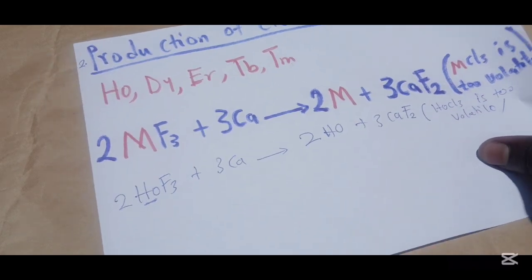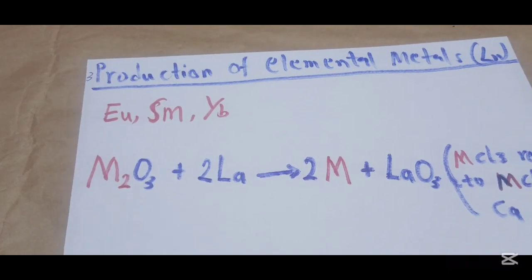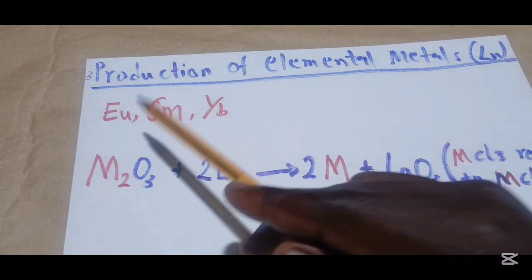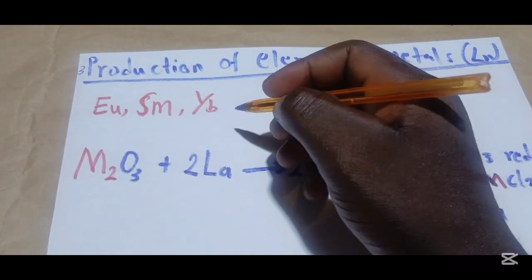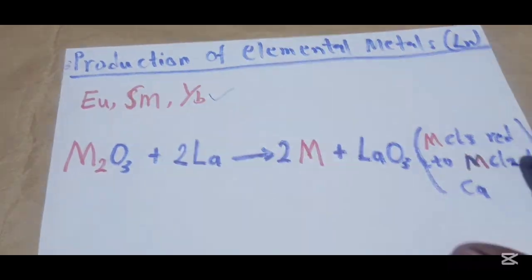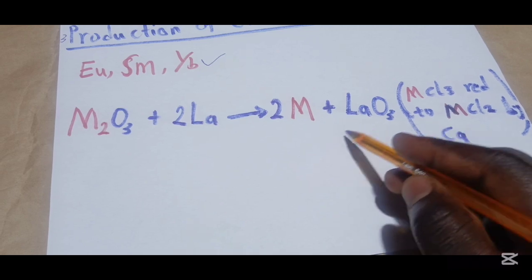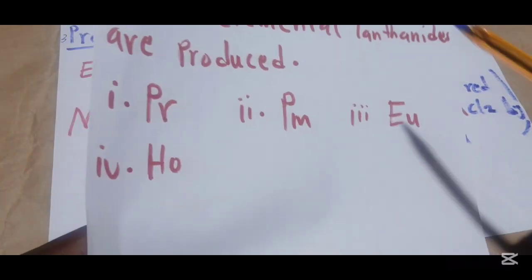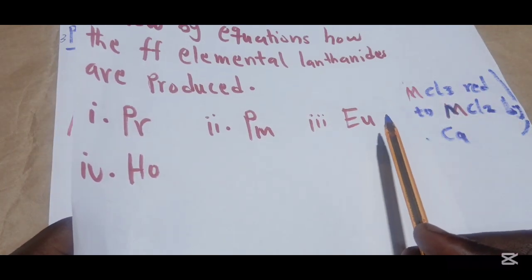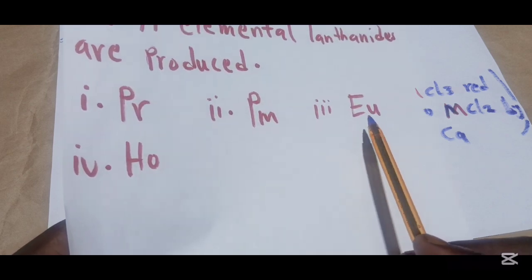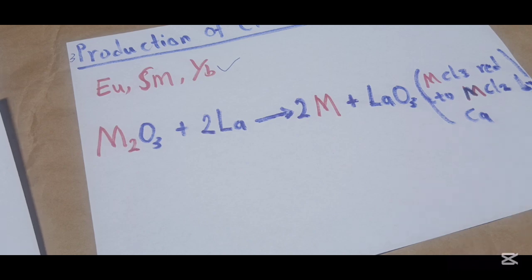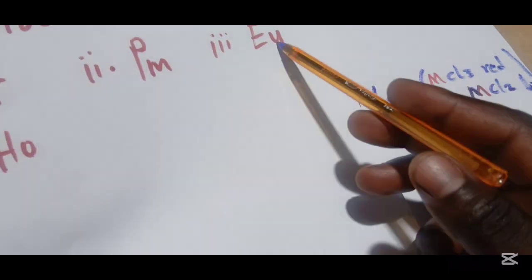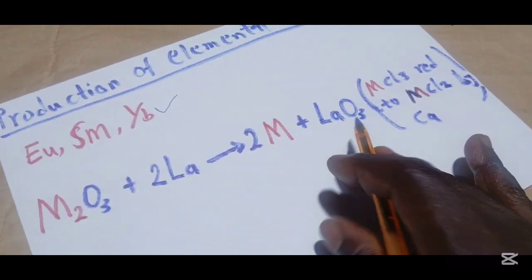So let's look at the third one. I think we have four of the equations. So for this one, Eu Sm Yb. Eu Sm Yb. This is actually samarium, but this is the easier way that I used to remember them. Eu Sm Yb can be produced with this particular equation. You can see that from the question, we also have Europium. Your professor will bring a mixture of the elements to show how they are produced elementally. So just know the equations off head and the elements that can be produced using a particular equation. So here we have to show how Europium can be produced.